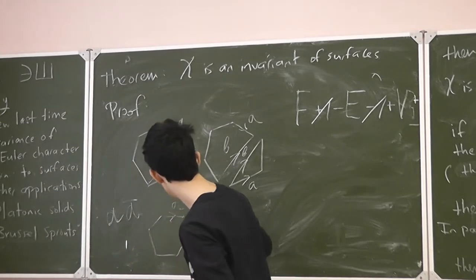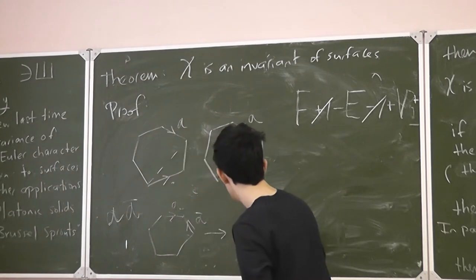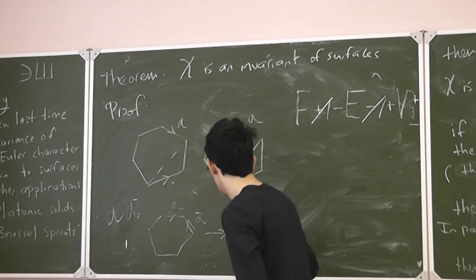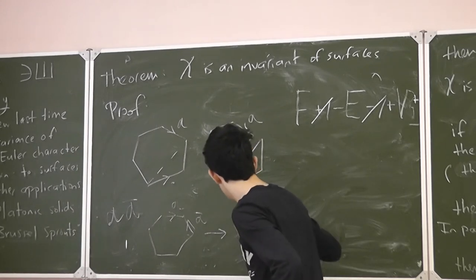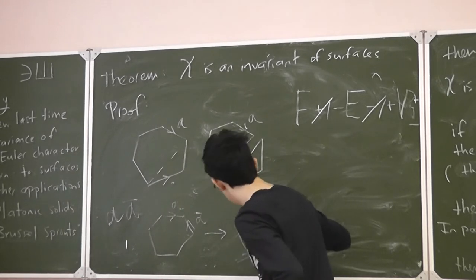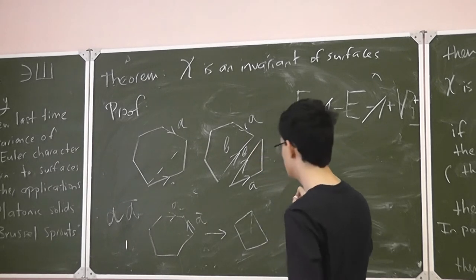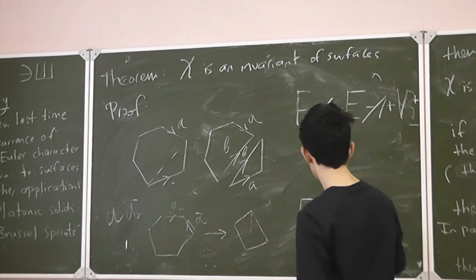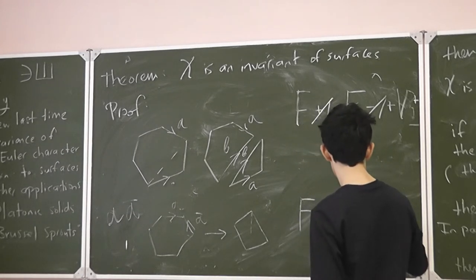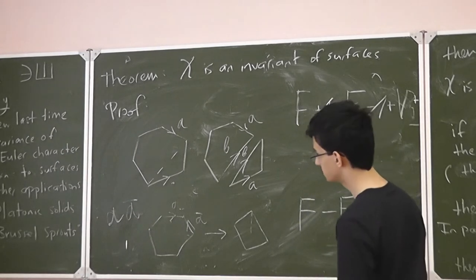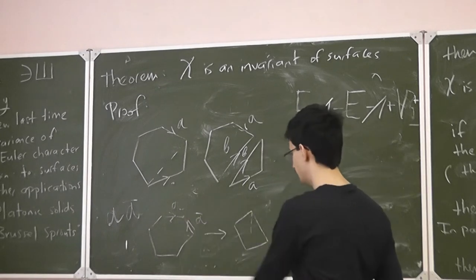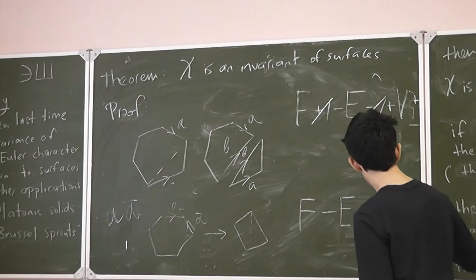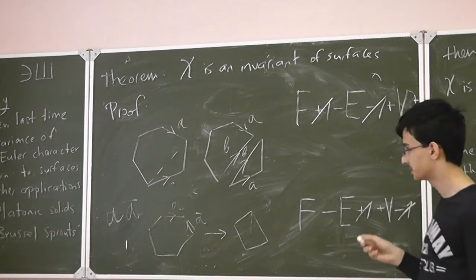And so it will transform into this thing. The number of faces isn't affected, the number of edges is decreased by one, the number of vertices is also decreased by one, and so the Euler characteristic remains the same.